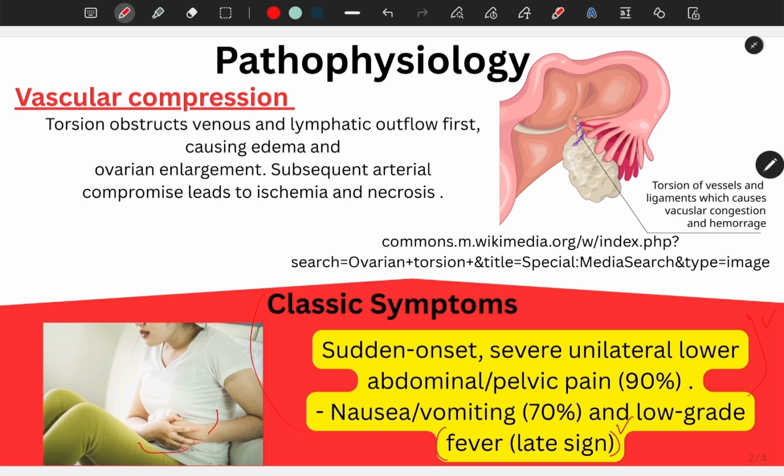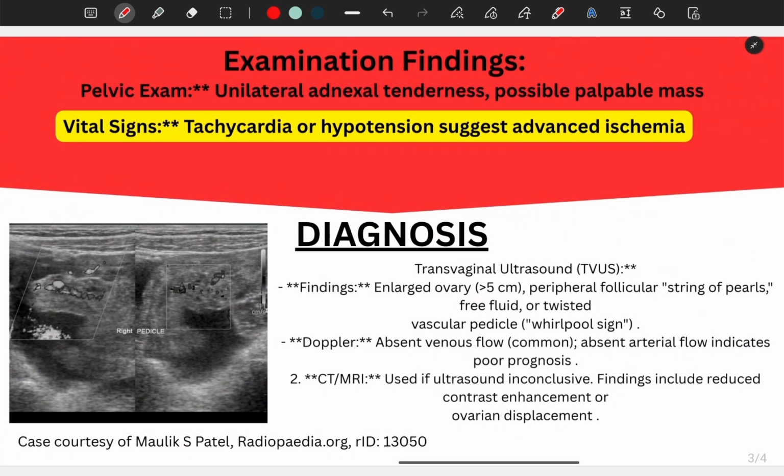Let's suppose a patient of age, say 25 years, comes to the clinic with a complaint of sudden onset, severe unilateral abdominal pelvic pain and nausea and vomiting. Then we can suspect the patient is suffering from ovarian torsion, but we can't make a diagnosis. We just have to go into further details. The next step is examination findings. In pelvic exam, unilateral adnexal tenderness and a possible palpable mass are observed. For vital signs, if you notice tachycardia and hypotension, then we can say that the patient is suffering from advanced ischemia.